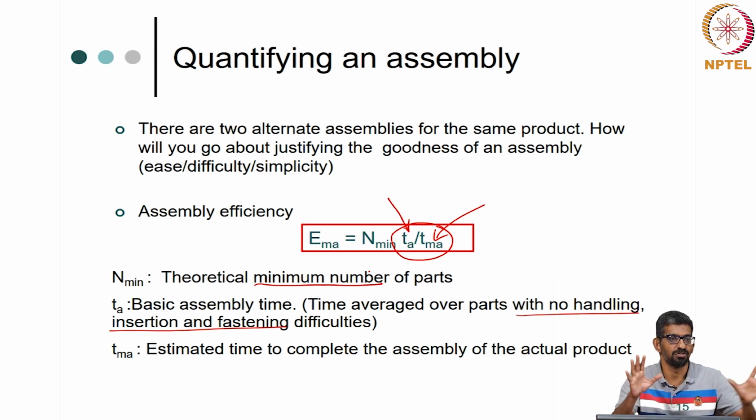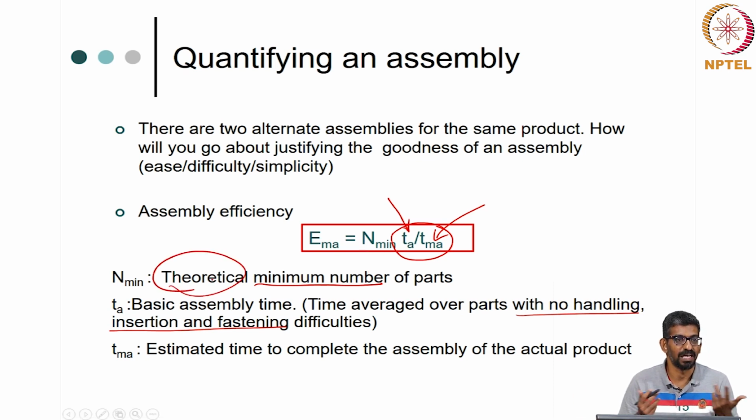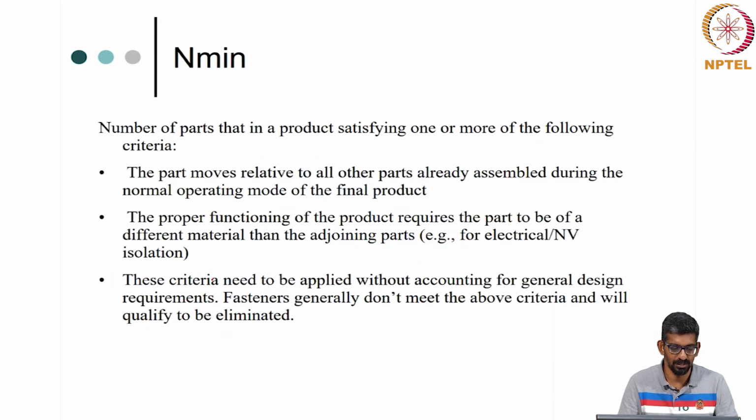For practical reasons you might have any reasons for that, but that is why it is called a theoretical minimum number of parts. So, it is ideal. Theoretically on paper this is what it is. You could have plenty of reasons from a practical perspective. So, we will see what that theoretical minimum number of parts means.